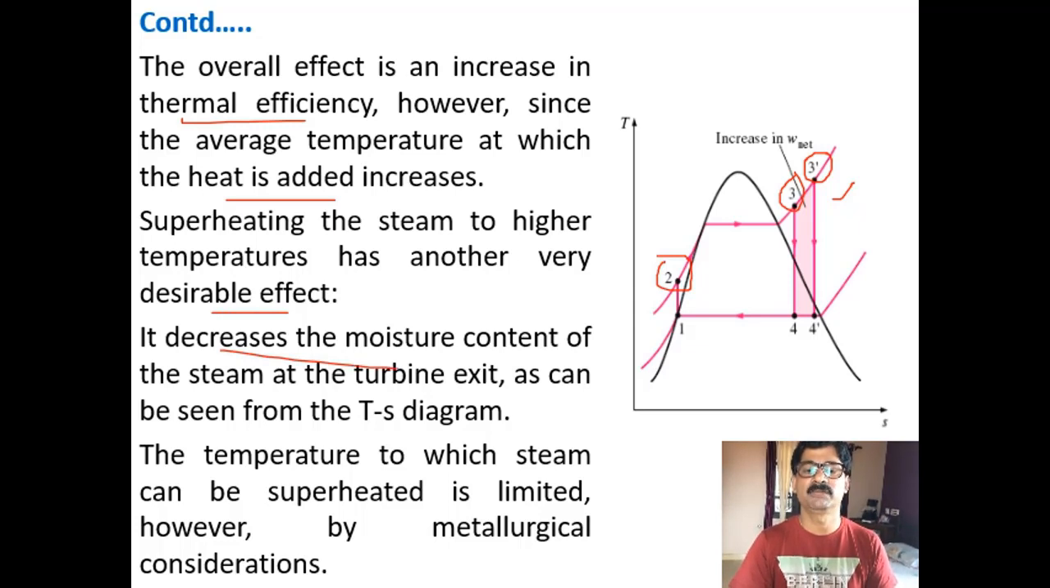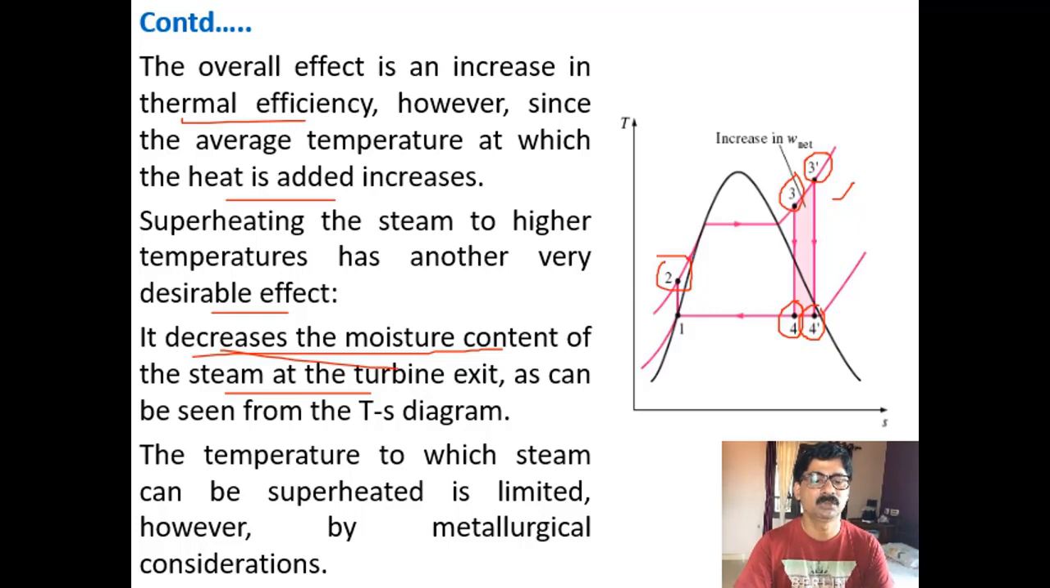Look at the point 4. Just because you are superheating from 3 to 3 dash, the exit state of the turbine also changes from 4 to 4 dash. So it is shifting to the right in the two-phase region. So the quality of the steam is improved at the turbine exit because of the superheating. So it decreases the moisture content of the steam at the turbine exit. That is a very useful effect of increasing the temperature of the superheated steam.